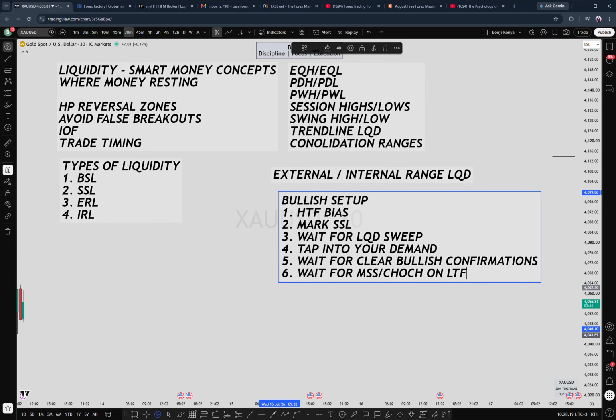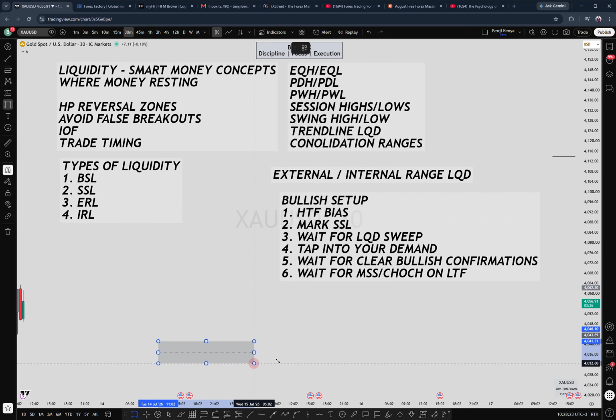This is what I'm talking about. The market has tapped into your level of interest. This is your demand. The market had created that sell side liquidity and the market had pushed up. So we waited for the market to take out these lows and tap into our demand. Now from here, you can wait for bullish confirmations or you can wait for a market structure shift. Come a little bit lower. The market has to always come back.